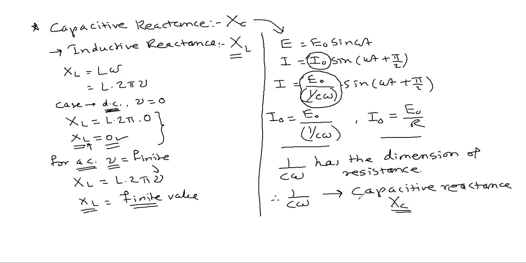So the capacitive reactance is also a reactance, that means opposition to the flow of current. Capacitive reactance is one sort of opposition to the flow of current in case of the purely capacitive circuit. Now how does the capacitor behave in case of AC and DC? Just like we saw for the inductor in case of DC and AC, similarly we will now see how the capacitor behaves in case of AC and DC.